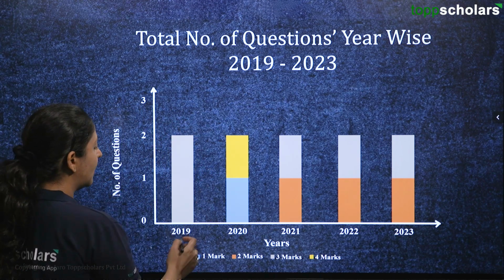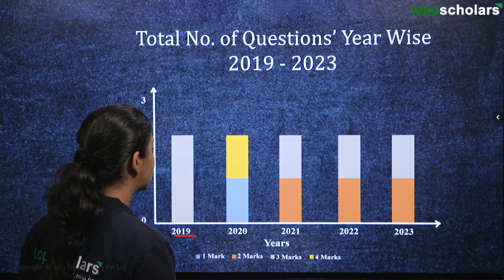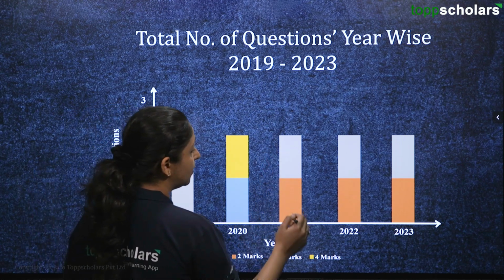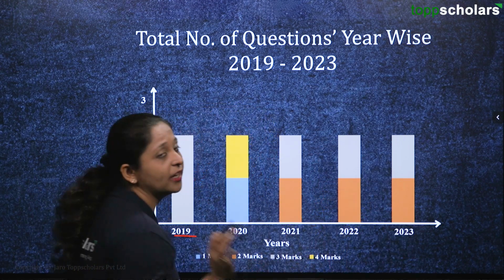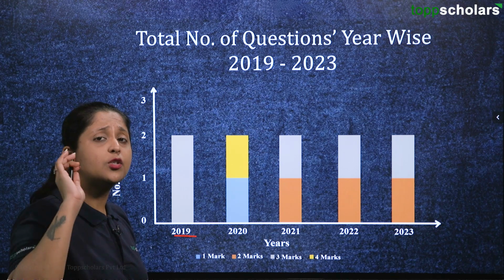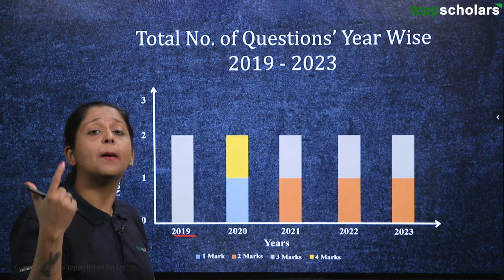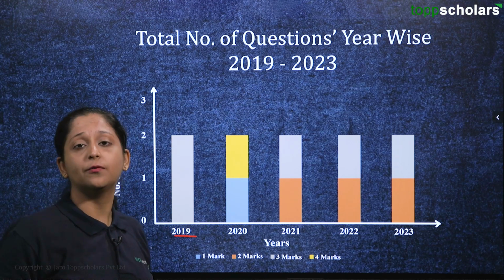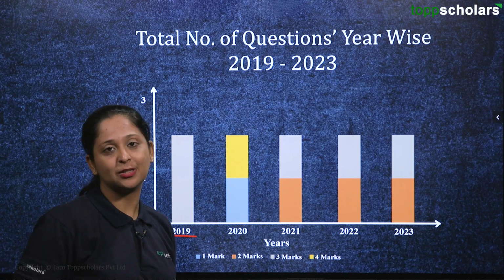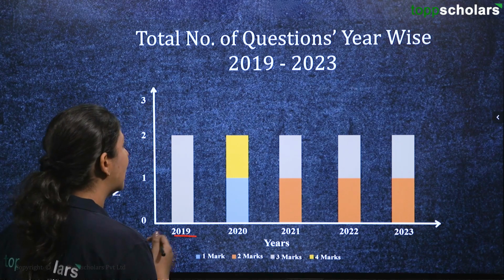So you will see that in the year 2019 you had 2 questions, 2020 again 2, 2021, 22, 23, every year there are 2 questions which are asked. So it's not at all a good idea to skip such a topic because A, it is very easy, B, there is consistency in all the different types of questions which were asked in the past 5 years. Let us go and analyze a few questions here.